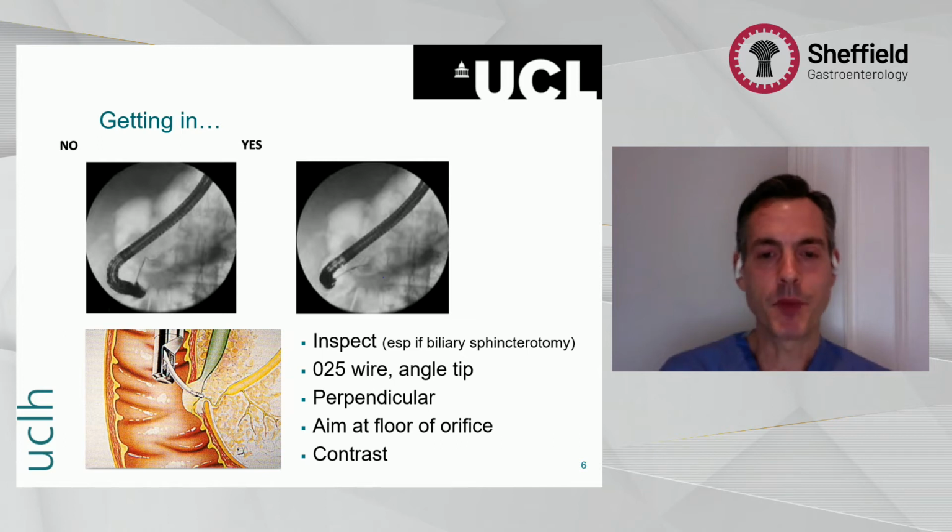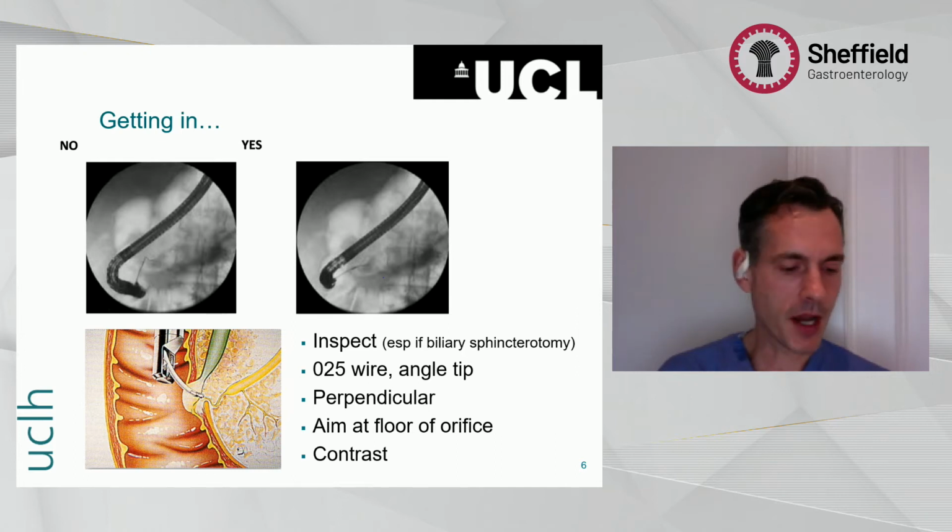Aim perpendicularly. You're aiming at the floor of the orifice below the septum, as depicted in this bottom left image. And given that you may have a tortuous common channel, given that you're about to cannulate the pancreas and probably stent it anyway, I'm not so concerned about using contrast fairly early on in cannulating the pancreas, unlike if I was trying to access the bile duct where you're trying to avoid contrast.